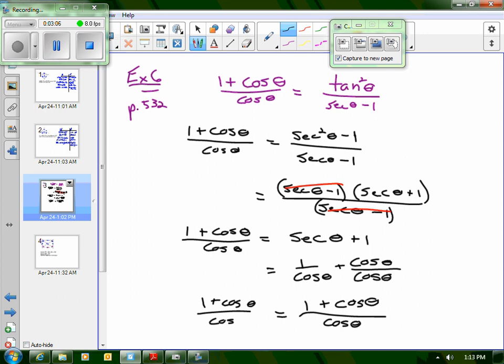So that's the steps I went through to verify that that equation actually is true. You can see all the steps I went through here. Hopefully it made sense to you. That's all I got.